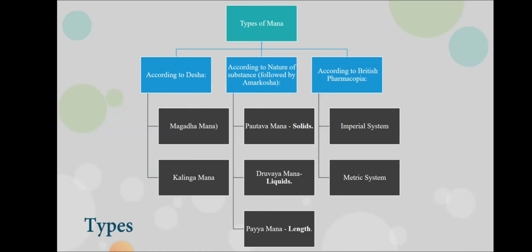So it can be Paudava Mana, Dhruvaya Mana, and Paya Mana. Paudava Mana is the measurement of solids. Dhruvaya Mana is the measurement of liquids. Paya Mana is the measurement of flame. According to British Pharmacopoeia, the measurements are divided into two, that is imperial system and metric system.